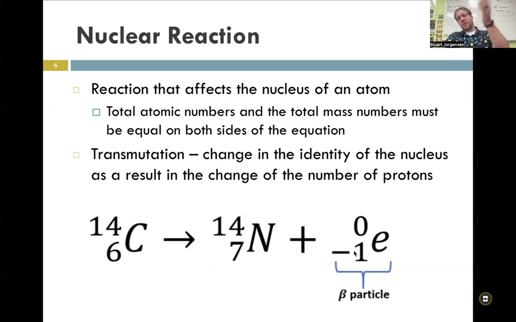We're going to talk about it more in just a second. This is a beta particle, and this is getting shot out into space. And now all of a sudden we have a new element being produced, and that is transmutation. We have transmuted our original atom.